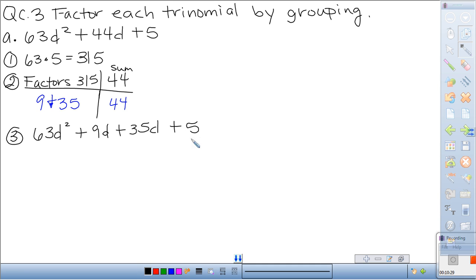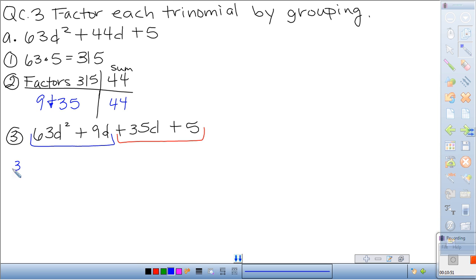In this case, I don't believe there is, since we have a 5 here, but we can't divide everything by 5, and 5 is a prime number. So now we just factor by grouping. I have my first 2 terms and my last 2 terms. Find your GCF of your first 2 terms. What is the GCF of 63 and 9? Well, you can divide them both by 3.